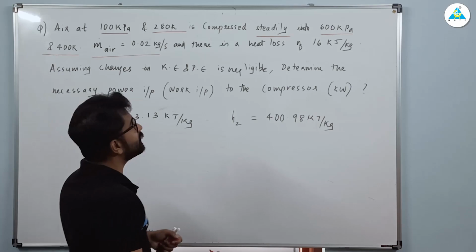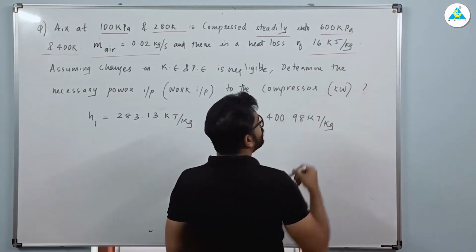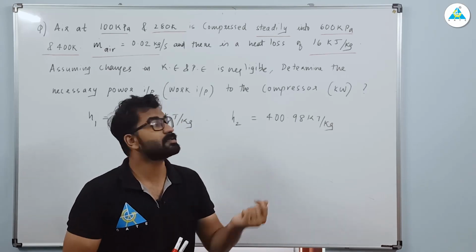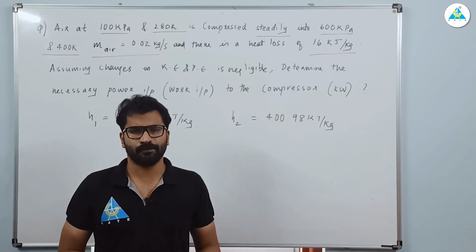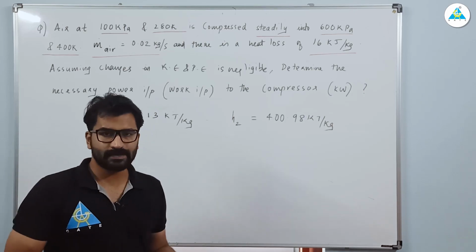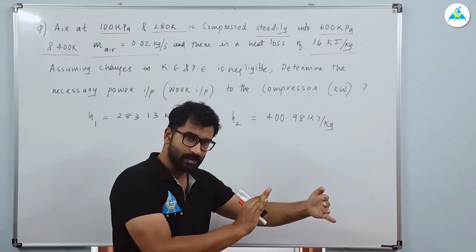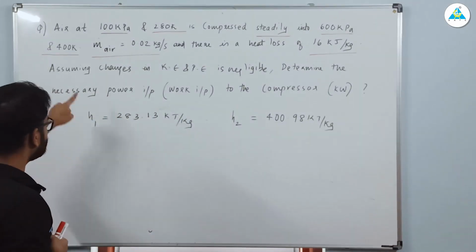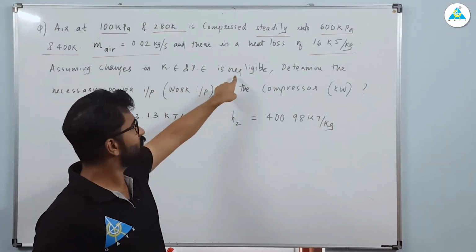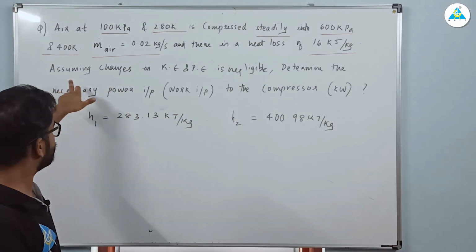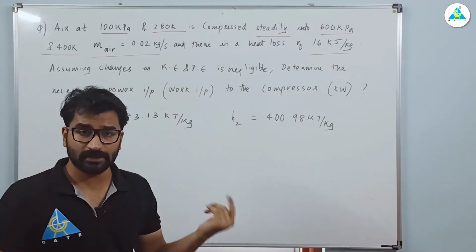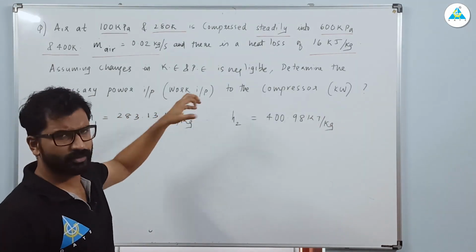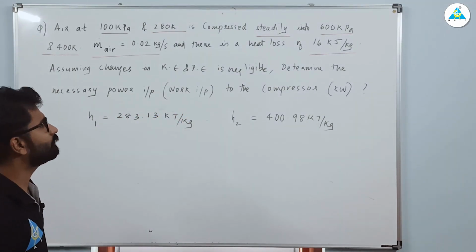Now, there is a heat loss of 16 kilojoule per kg during the process. मतलब आपके compression के टाइम पे there is a heat loss of 16 kilojoule per kg, ठीक है? So when you are compressing something, you are releasing some heat to outside as well. Clear? Now assuming changes in kinetic energy and potential energy are negligible, मतलब changes in kinetic energy potential energy दोनों negligible दिया है. Determine the necessary power input or work input, right? So determine the necessary work input to the compressor.